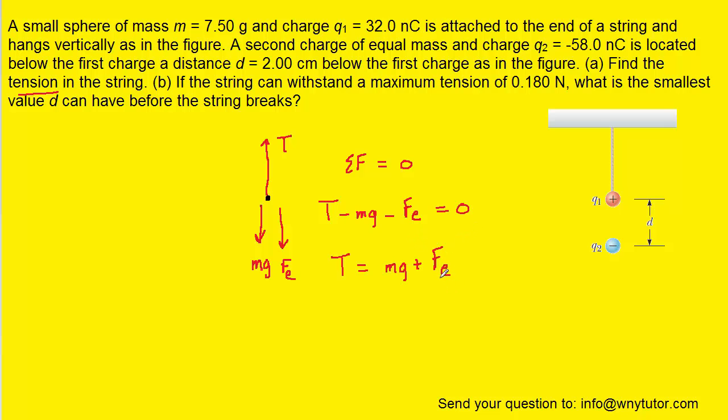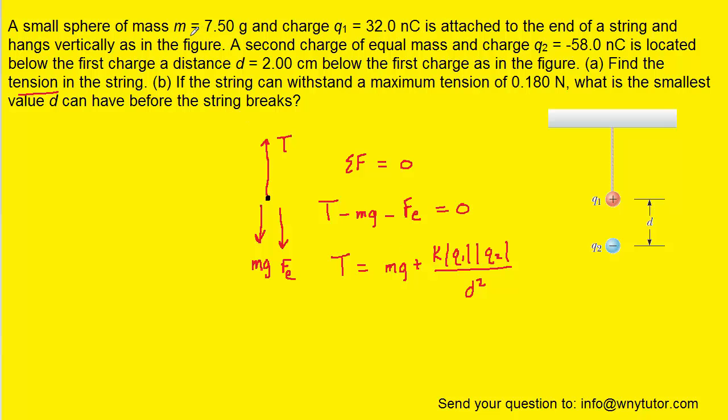We know from this chapter that Fe, the electrostatic force, is equal to the following expression. We have the Coulomb constant K times the absolute value of charge 1 times the absolute value of charge 2 divided by the distance between the charges squared. So we can replace Fe with this expression here. And now we're ready to solve for T by plugging in all the known values.